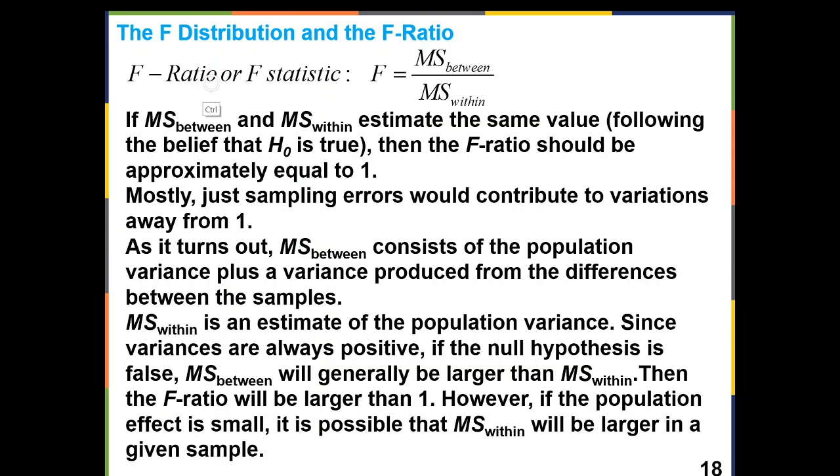All right. So if MS between and MS within estimate the same value, following the belief that the null hypothesis is true, then these two basically estimate the same value. So they should be close to each other, not exactly the same, which means this number is close to 1. Now, deviations from 1, either to the left or to the right, are a sign that we have enough evidence against the null hypothesis.